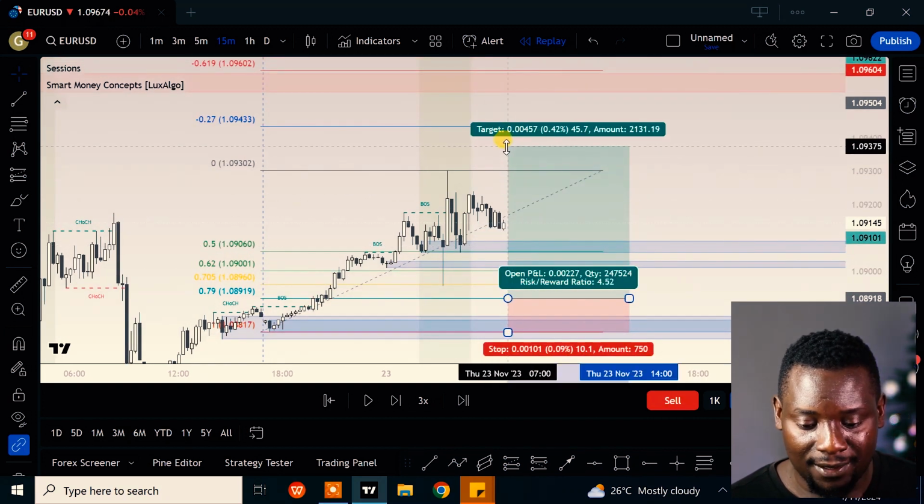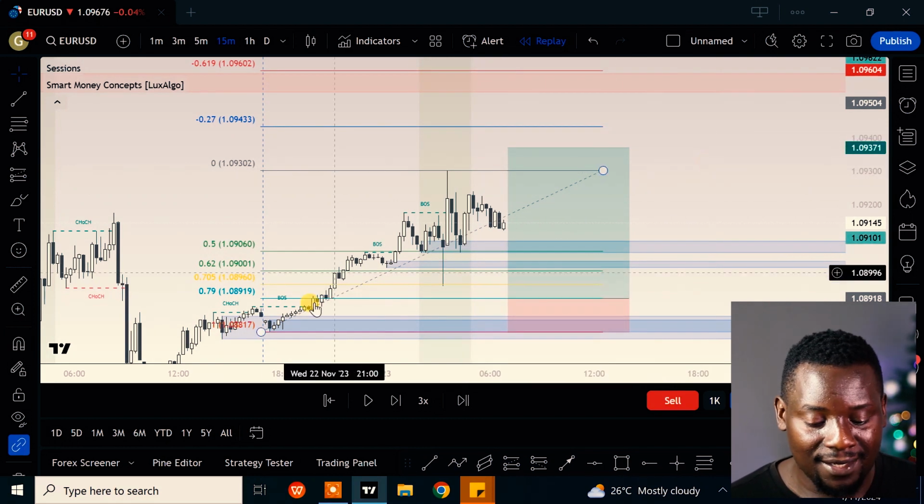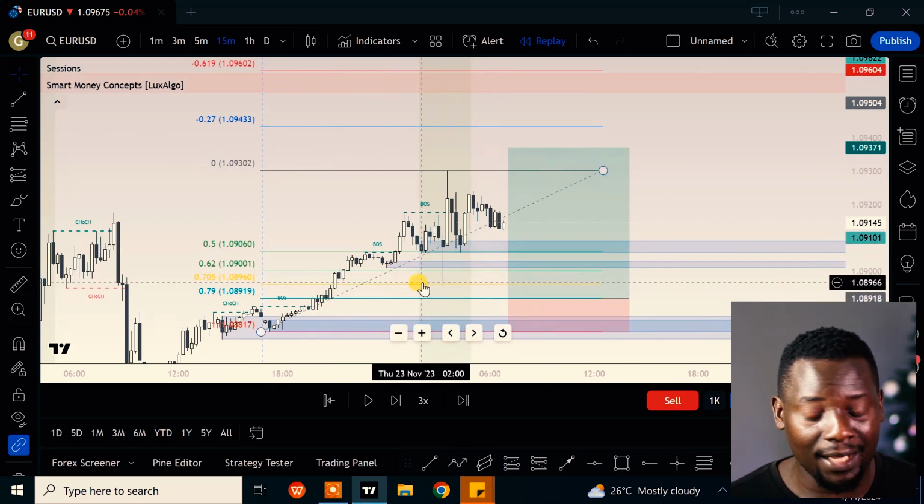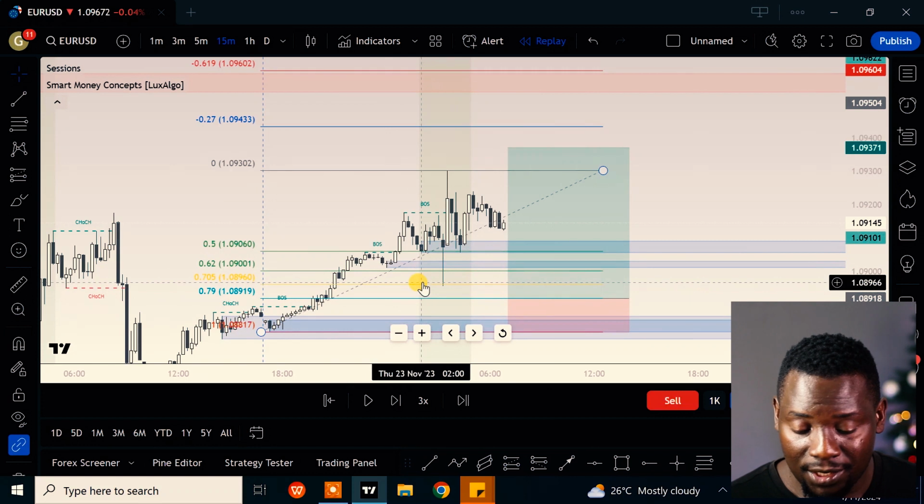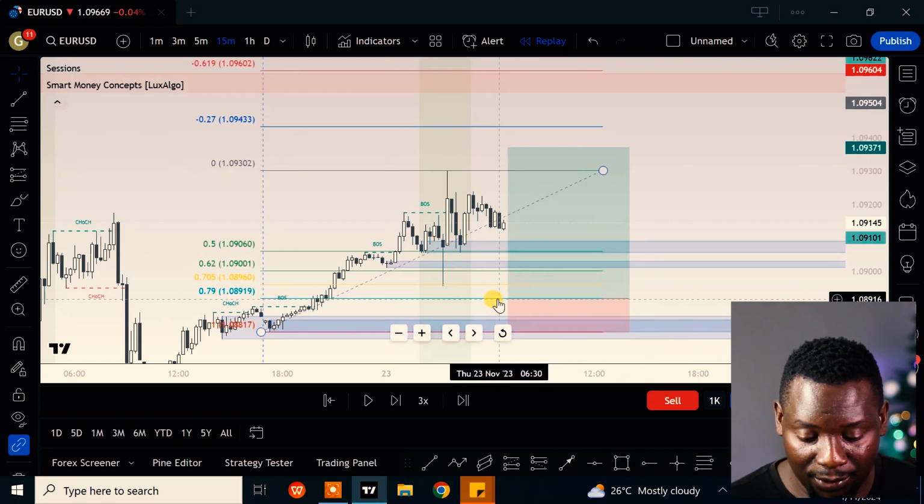So you can see right there, this is it. So I'll go ahead. You can see the bias for this particular day. During the London session, the bias was basically bullish. So I'm going to take a buy because I'm expecting price to drop back to this particular level right here, and then it continues going up.